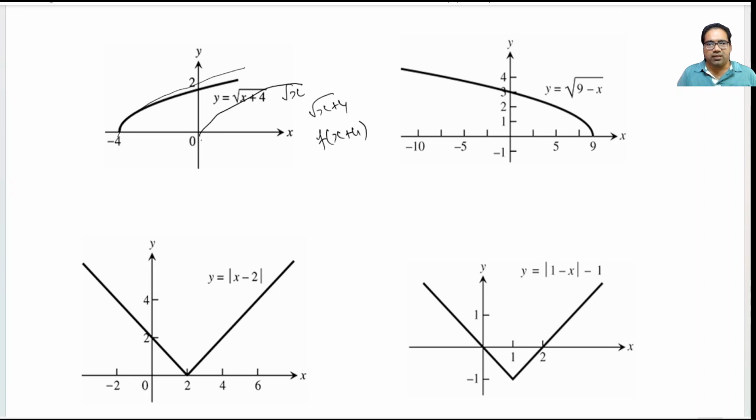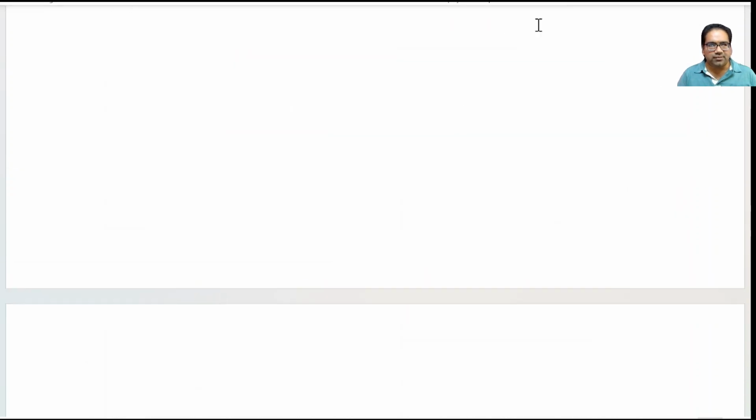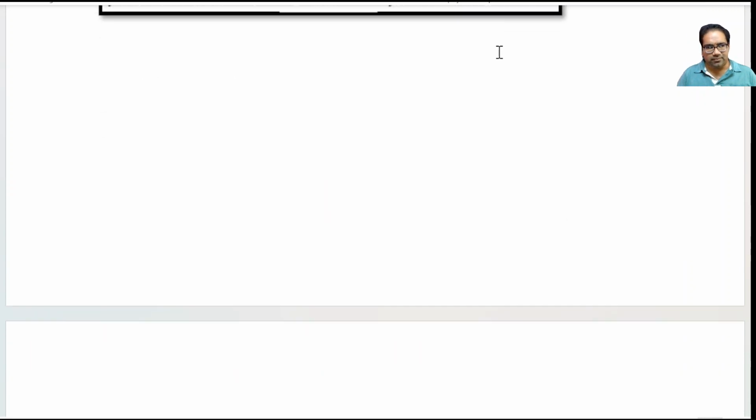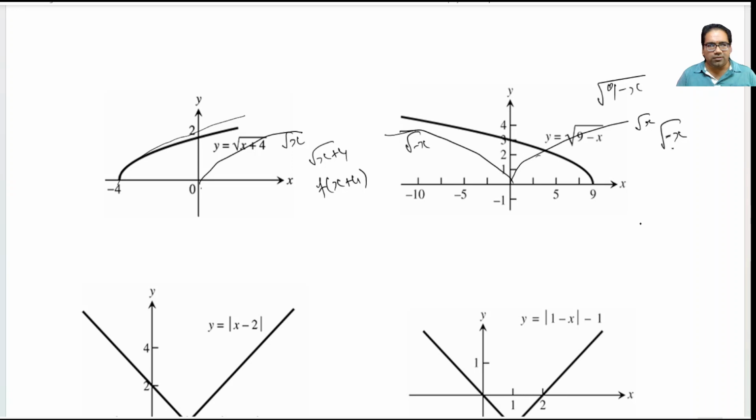Right. Similarly, root of 9 minus x. What does that mean? Root x will look something like this. This is root x. And root of minus x, how does it look? This is root of minus x, as we just discussed. f of minus x is a reflection about the y-axis. Root of minus x will look something like this.